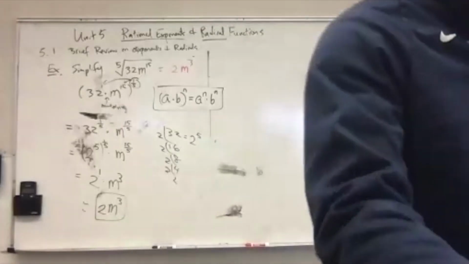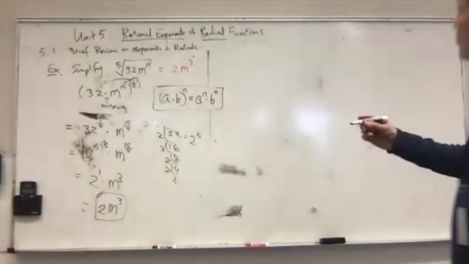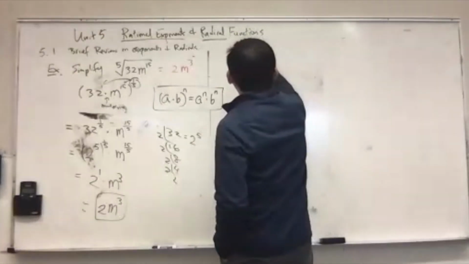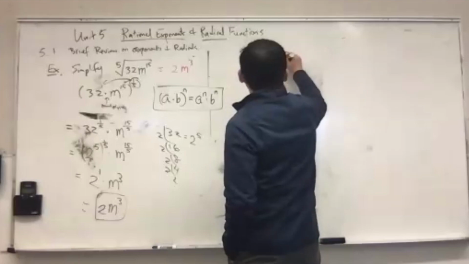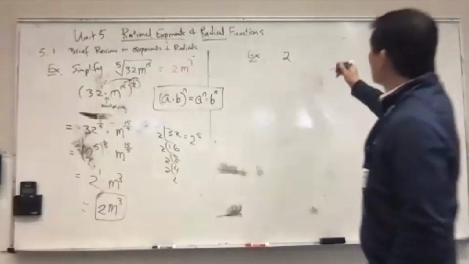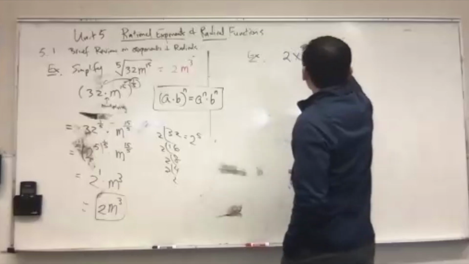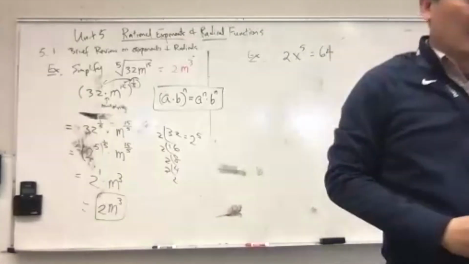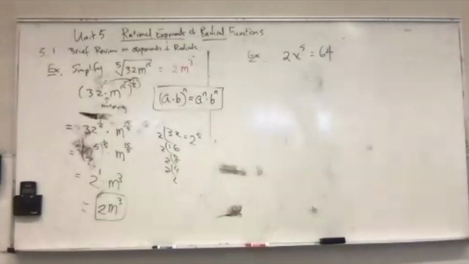Last example on this whole set is: find x, 2x to the 5th power is equal to 64. Find x, without using your calculator. The final answer: x is equal to 2.